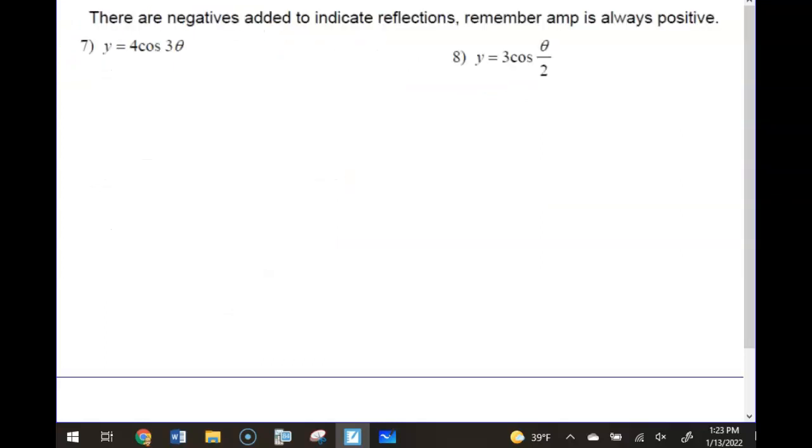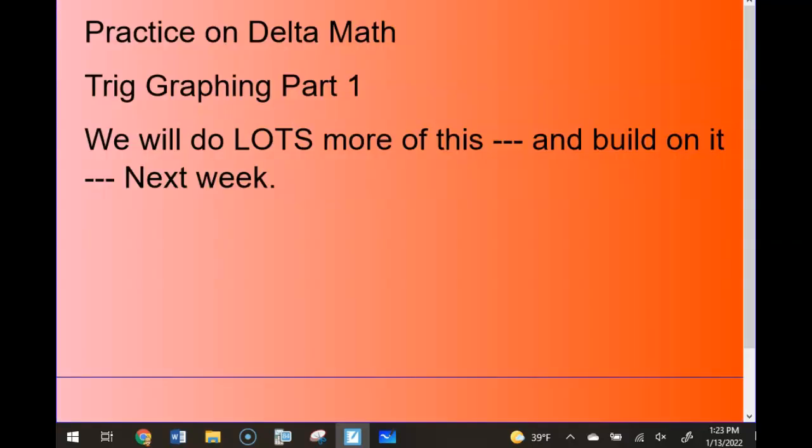All right, we will spend a lot more time doing this stuff next week, but the Delta Math is a little bit different. It does some trial and error. It asks you to identify a period. So please just work on the short assignment called Trig Graphing Part 1.